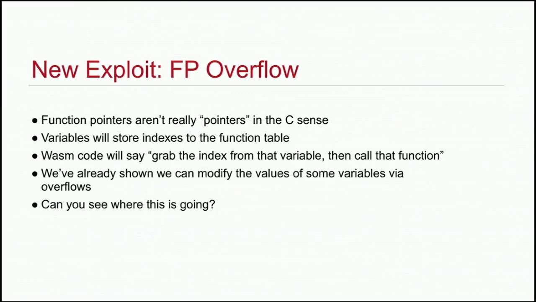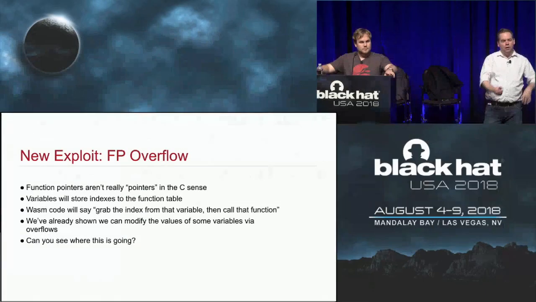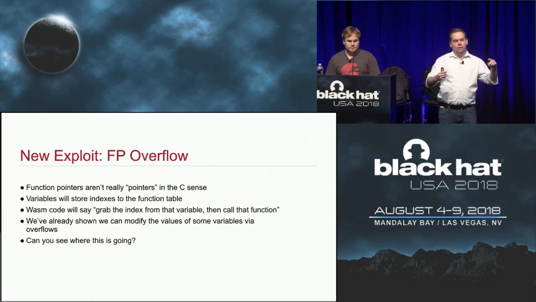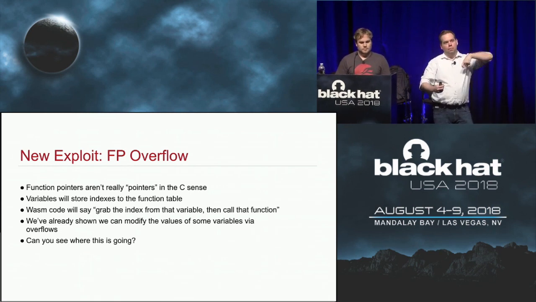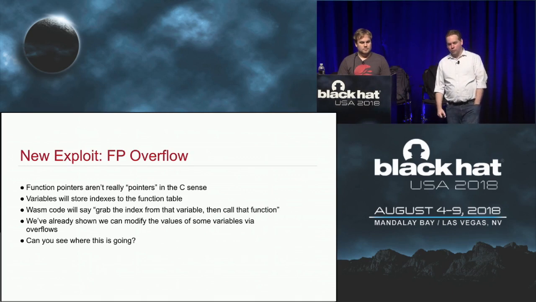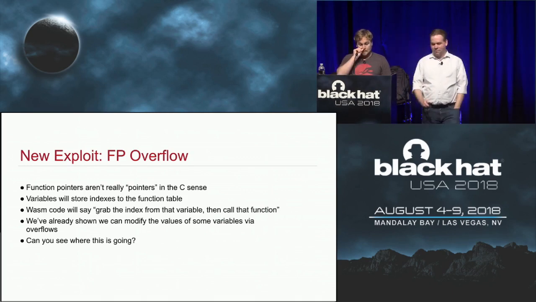So we know that function pointers in Wasm aren't really pointers. They're integers to this table that does the lookup. And we know that when we use the call indirect stuff to execute a function pointer, that's going to pull a variable, get the value, go look up from the table what to call, and then call it. Now we've just shown you that we can modify what's in a variable via an overflow. So you should be able to guess what comes next.